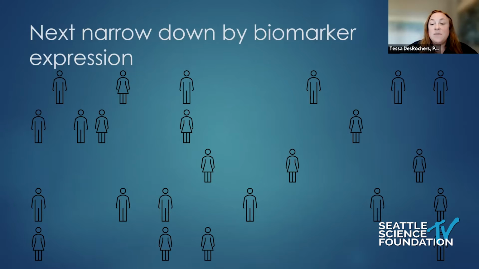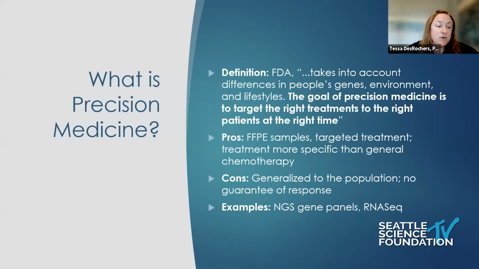Then we narrow it down by biomarker expression. For ovarian cancer, that might be CA125; for breast cancer, hormone receptor expression and HER2. For GBM, you might be looking at things like IDH mutation and MGMT methylation, and use those to narrow down your population even more. In this case, we've now narrowed down to 24 patients. And we're going to now look at this pool of patients from a traditional precision medicine standpoint.